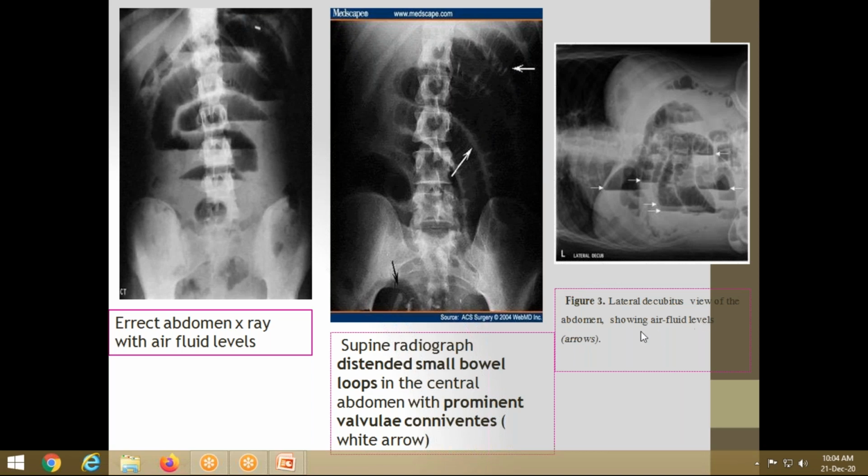In the lateral decubitus view, depending upon the presence of air fluid levels, you can identify an obstruction.